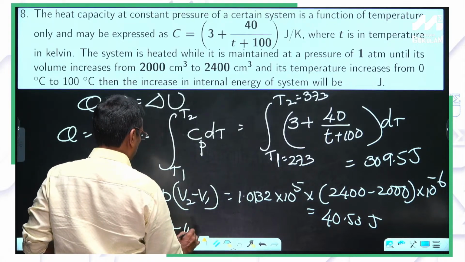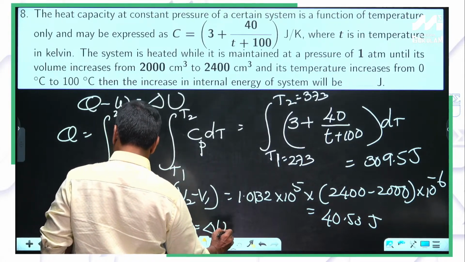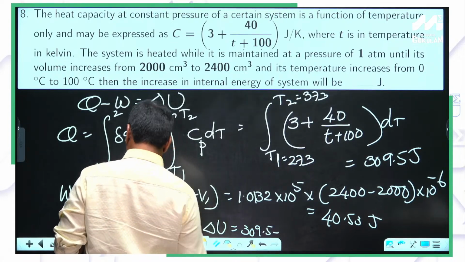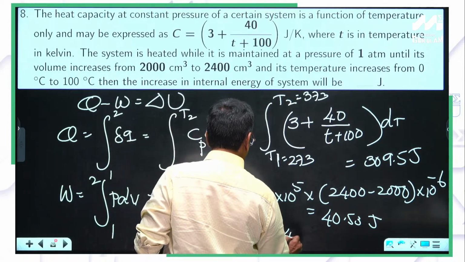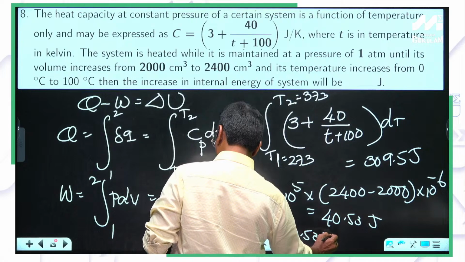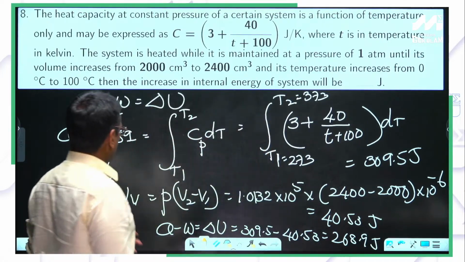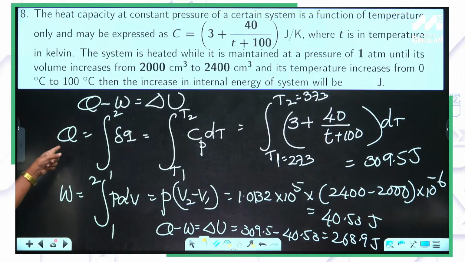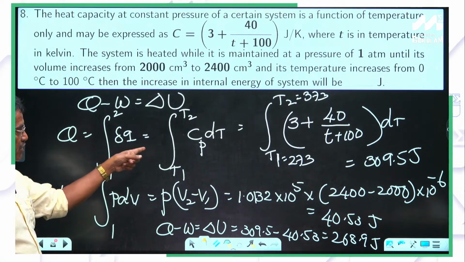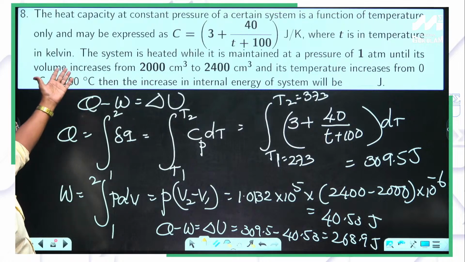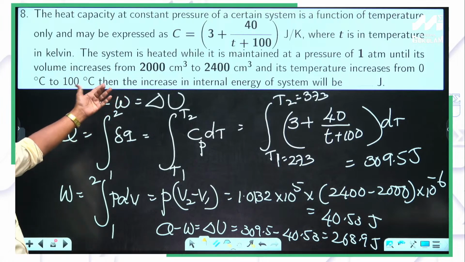Q minus W is equal to delta U, that is 309.5 minus 40.53, 268.9 joules. I just got that, because it is a constant pressure heating, Q is given by m Cp delta T. M is taken as 1 kg, because heat capacities were given for all the, look at this.